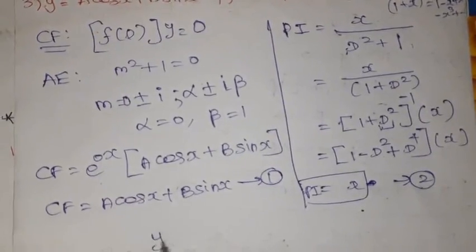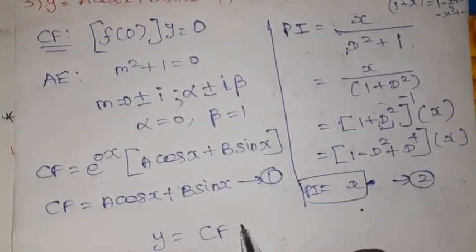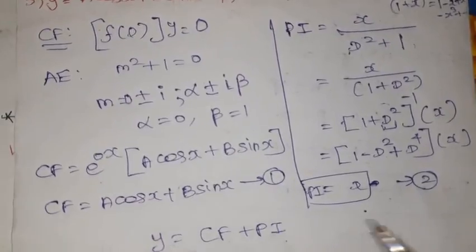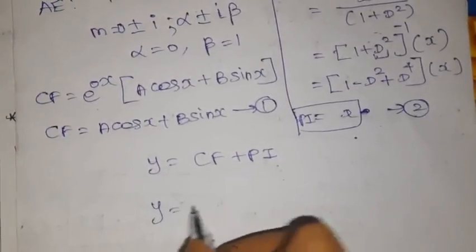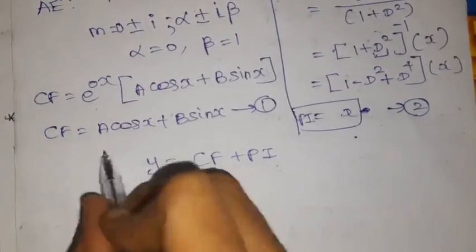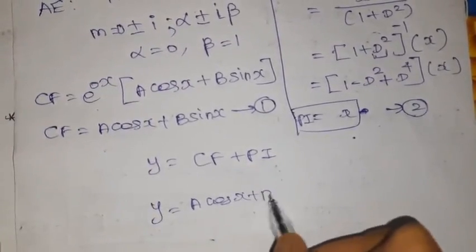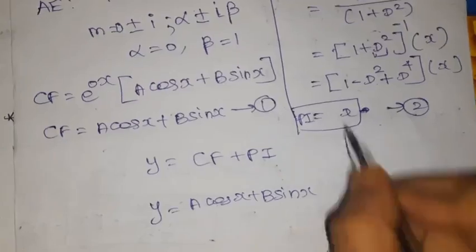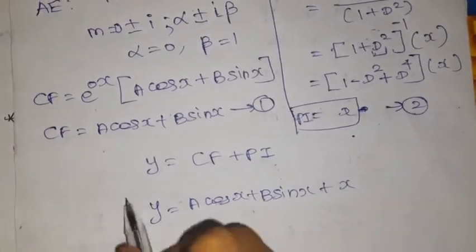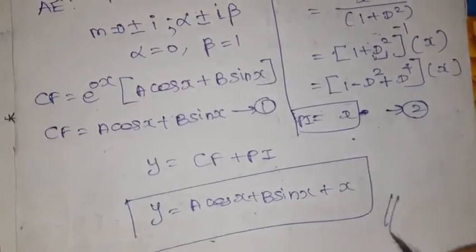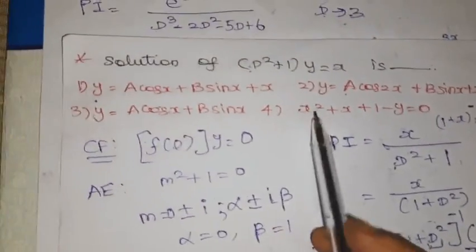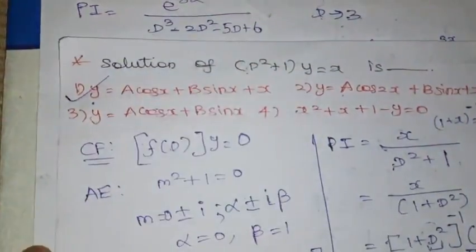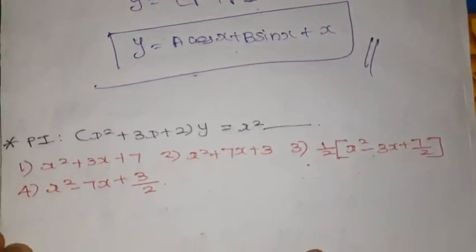Since then, what is the solution? Solution equal to complementary function plus particular integral. So adding equation 1 and 2, a cos x plus b sin x plus PI x. So this is the solution for the given differential equation. So a cos x plus b sin x plus x, option 1 is the right option. Okay, we'll move on to the next problem.